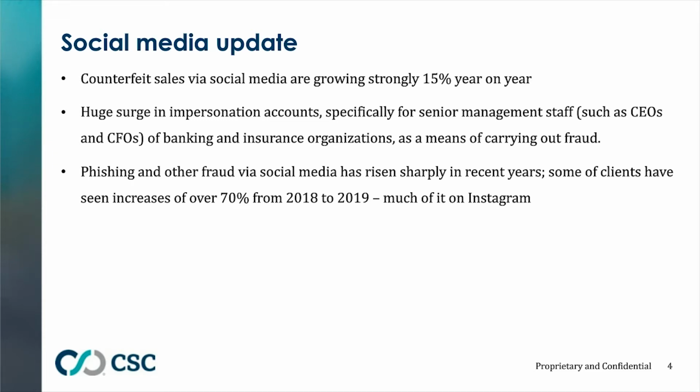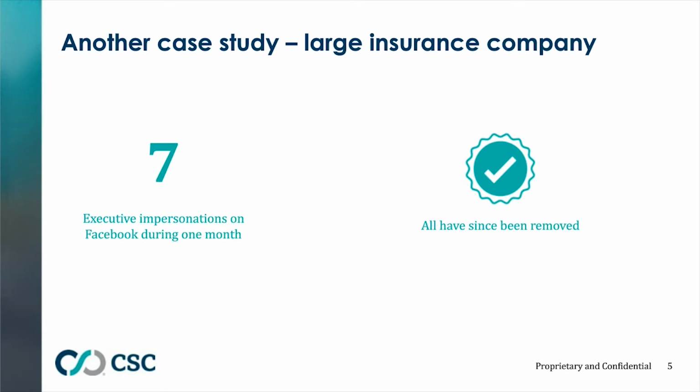So let's just take an example of one large insurance company, and just in 1 month they had 7 cases of executive impersonation on Facebook. And I'm pleased to say all of those have since been removed. But it gives you an idea of the sort of scale that if you're in a similar position or in a similar organization, that's the sort of level you could be experiencing or may be experiencing in the future. So just something to think about.